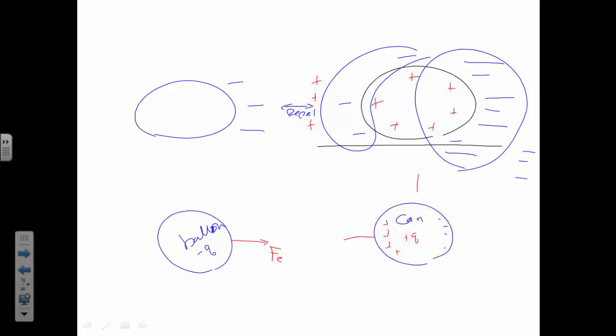It's going to be the same. All right. This is Newton's third law. For every action, there's an equal and opposite reaction. All right. The question is, how big is that force?